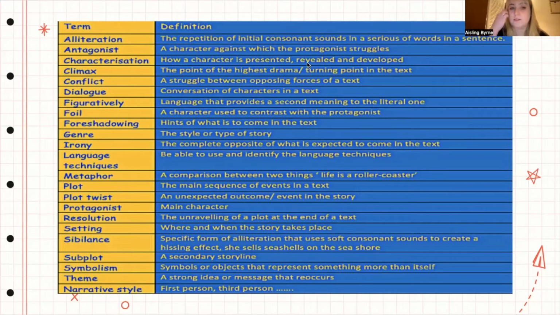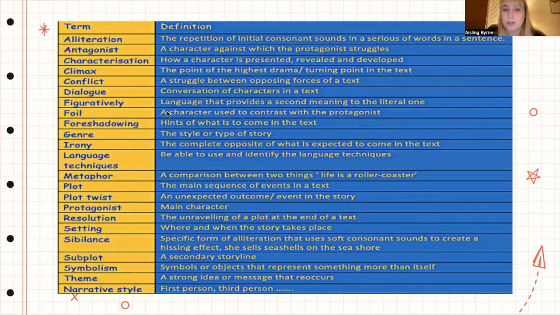The climax is the point of highest drama or the turning point in a text. It's where it meets the very top of the graph, which we'll see further on. Conflict is the struggle between opposing forces in a text. Dialogue is the conversations of characters in a text, when characters are communicating with each other. Figurative language is language that provides a second meaning to the literal one.